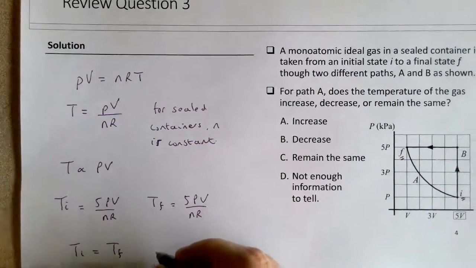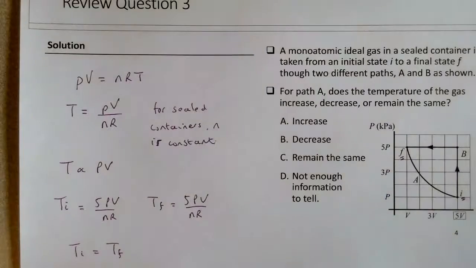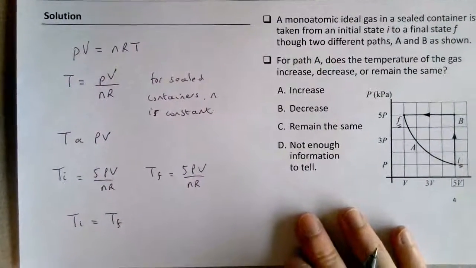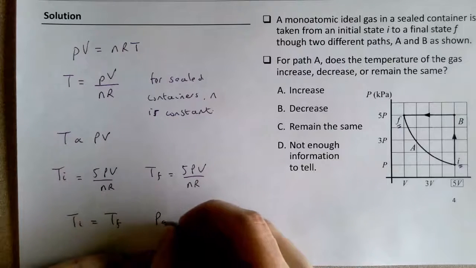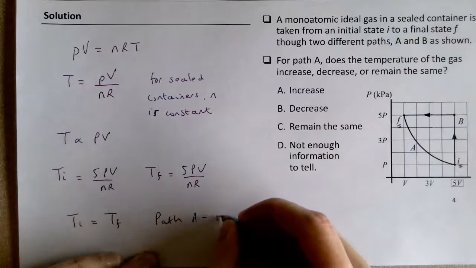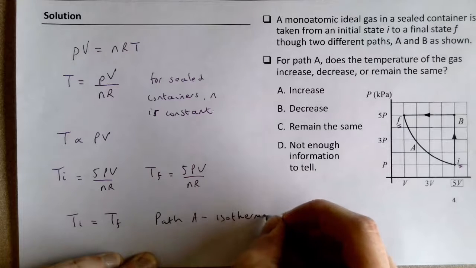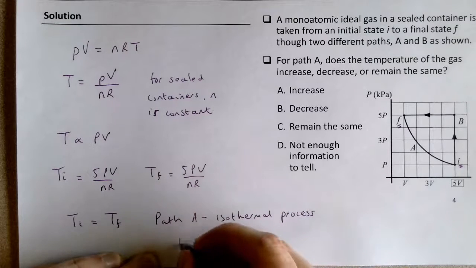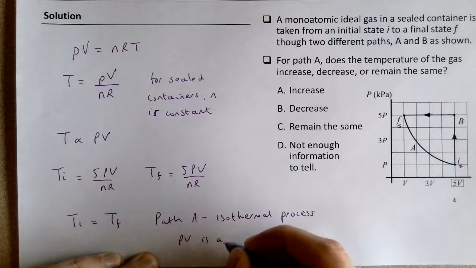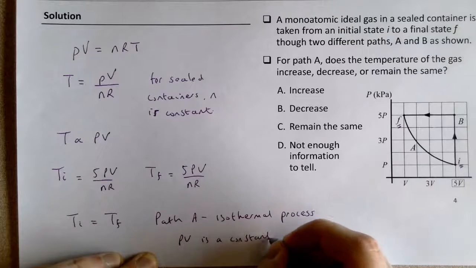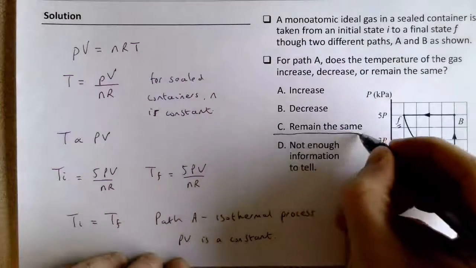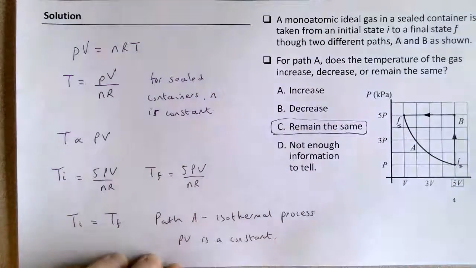So path A is an isothermal process. PV is a constant along that process. So if it's a sealed container and the PV product does not change, we can conclude that the gas temperature remains the same for the path.